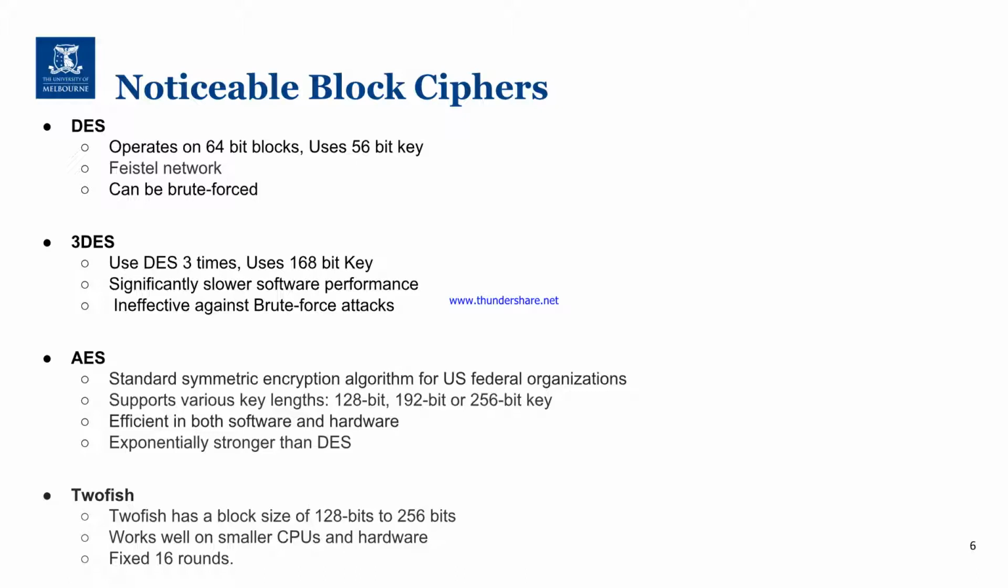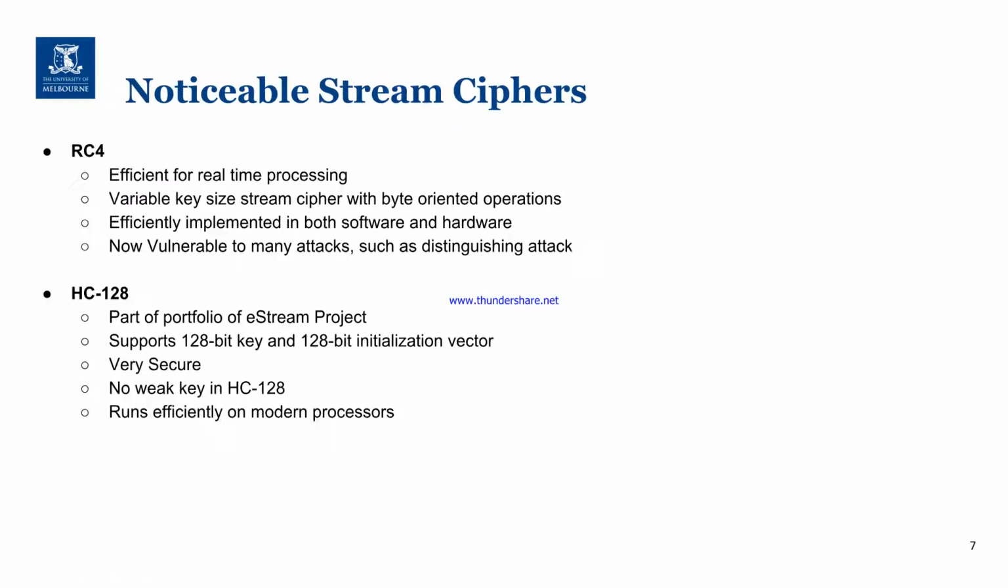So there's a better, newer algorithm that is now used, the Advanced Encryption Standard, AES, which is the standard encryption algorithm for US federal organizations. It supports various key lengths, and it's a very efficient and very strong algorithm. Similarly, the Twofish algorithm has variable key size, and it works well on small hardware and software.